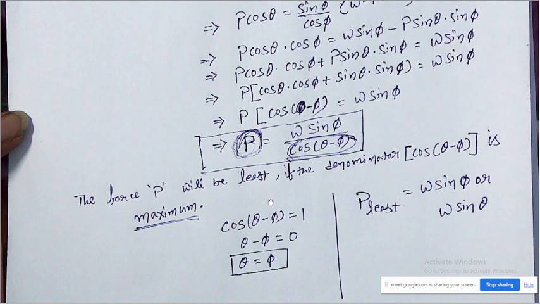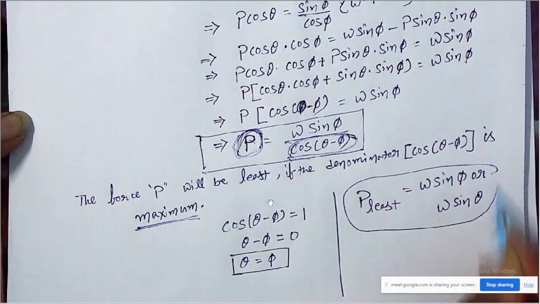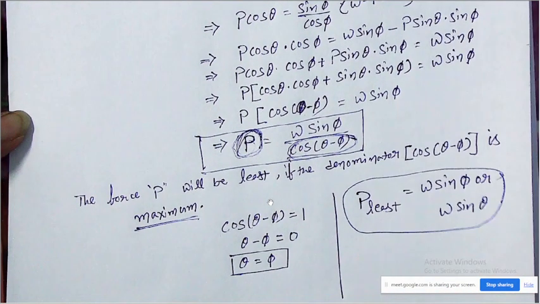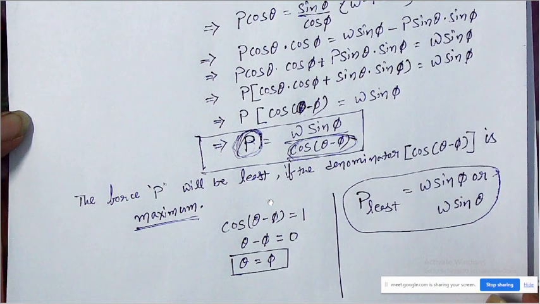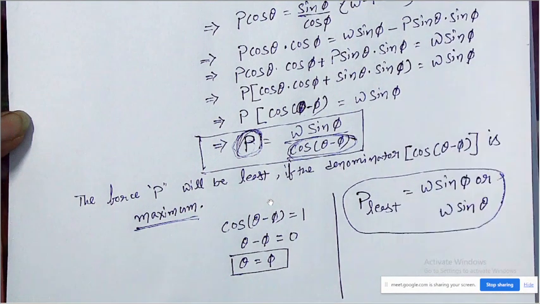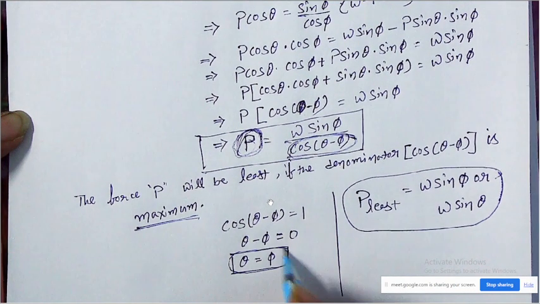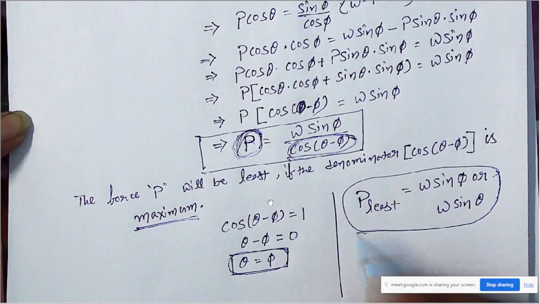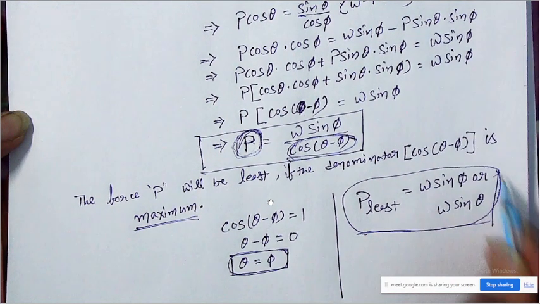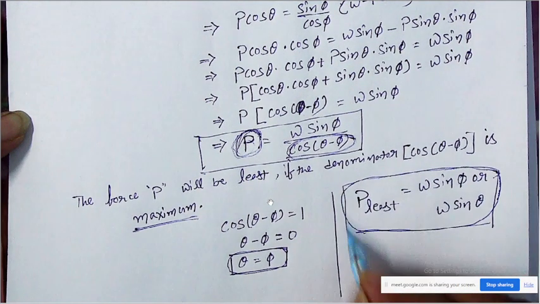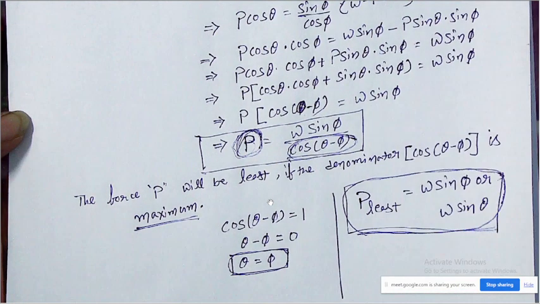Okay, so from here we came to the conclusion that the force P will be least if the angle of inclination of the P with the horizontal is equal to the angle of friction. So if these two are equal, then force P will be least. And what is the minimum value of P? W sine phi or W sine theta, as theta is equal to phi. This is the answer.